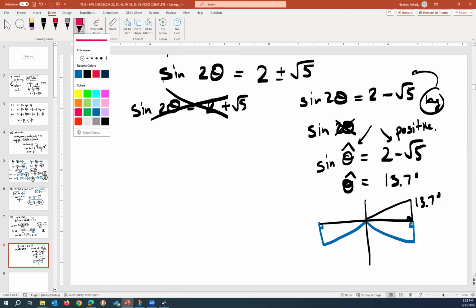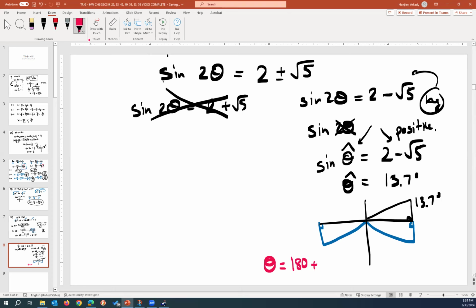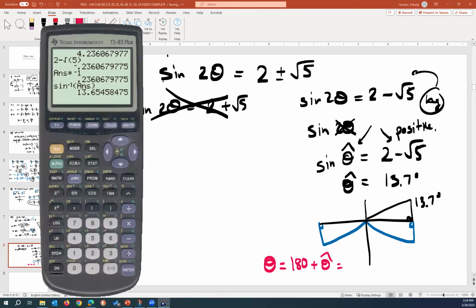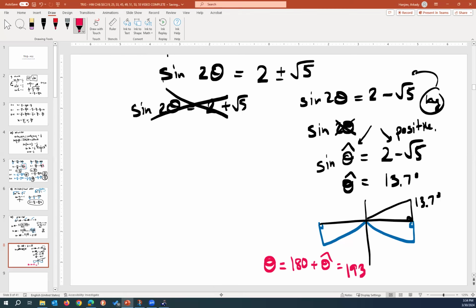Okay, so let's go for it here. How do we go from reference angle to the angle itself in quadrant 3? It is going to be 180 plus my reference angle. So in this case, 193.7 degrees. Cool. And then how do we go to an angle measurement from the reference angle in quadrant 4? It's going to be 360 minus my reference angle.